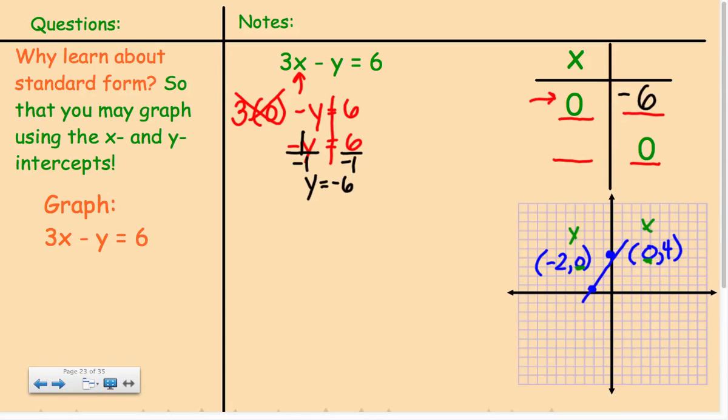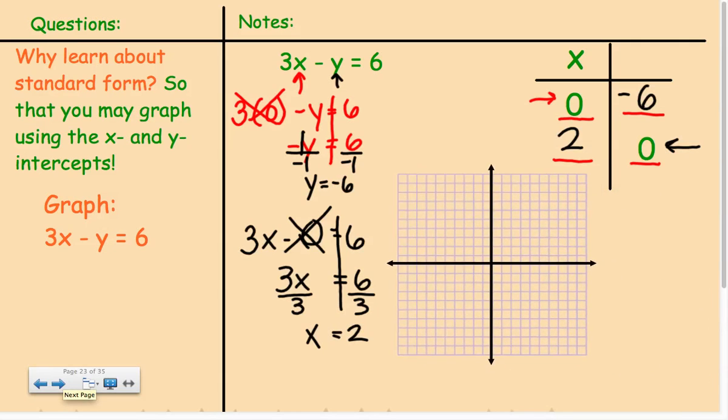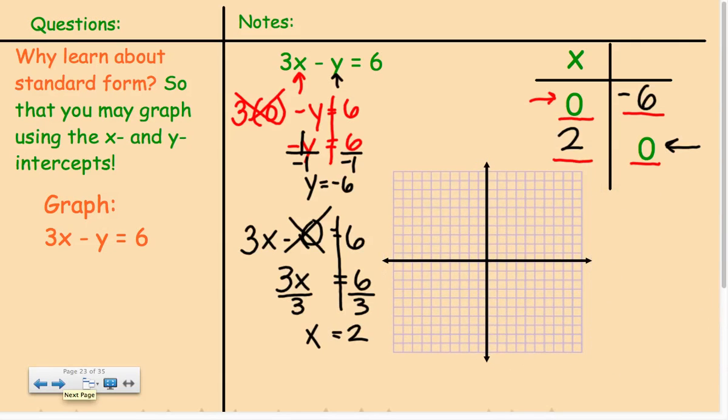Now I'm going to take this 0 and plug that in for y. So 3x minus 0 equals 6. Draw my train tracks. This 0, we don't need that in the equation. 3x equals 6. Break up my couple. X equals 2. Now I've got 2 coordinate points. So let's erase this line we made earlier.